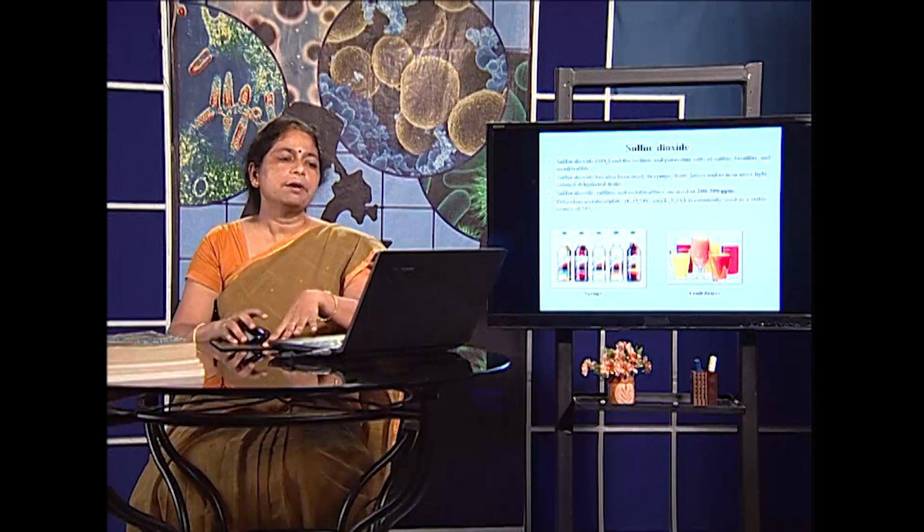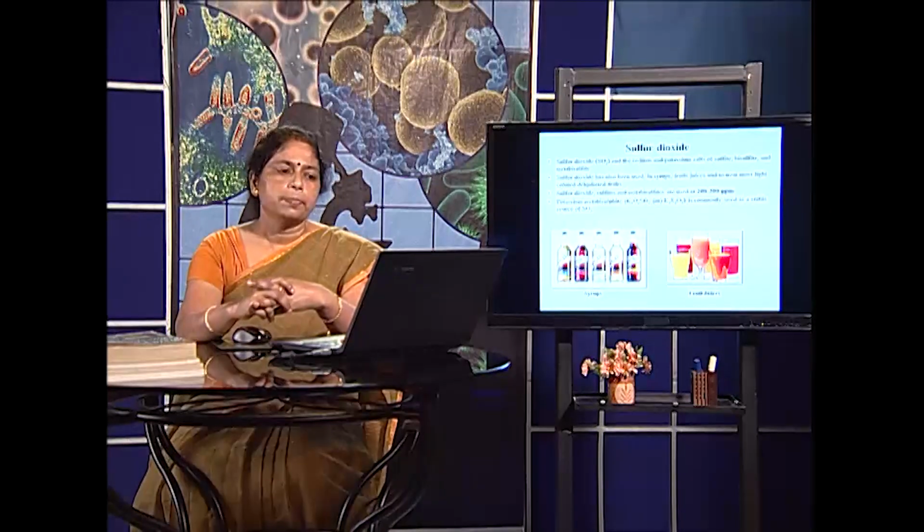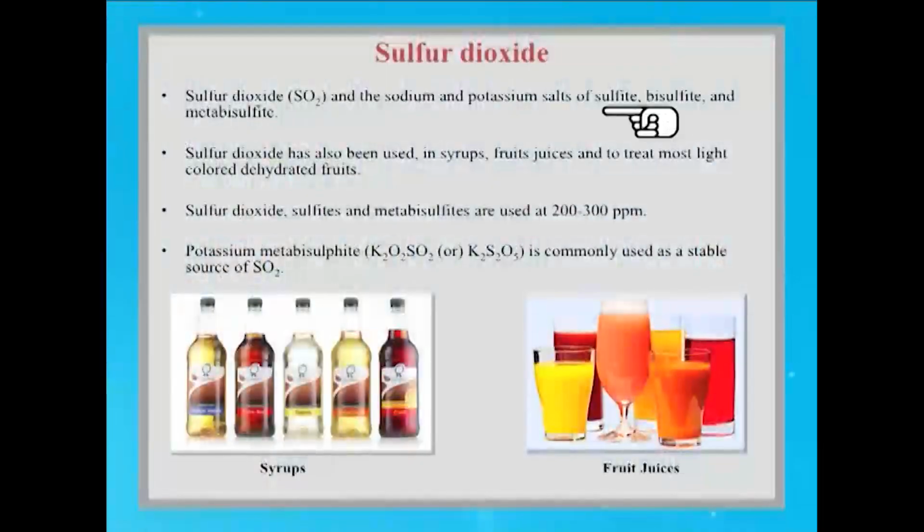Coming on to another chemical preservative, and that is sulfur dioxide. Sulfur dioxide, along with sodium and potassium salts of sulfite, bisulfite and metabisulfite, is used for preservation of many syrups, fruit juices and many light colored dehydrated foods. It is used at a concentration of about 200 to 300 parts per million. Potassium metabisulphite is commonly used as a stable source of sulfur dioxide.